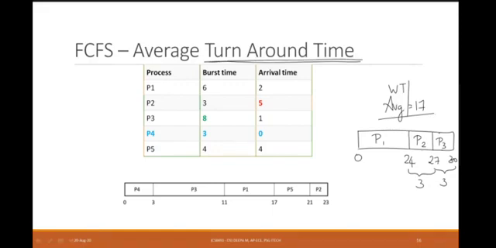So now we are going to find out the turnaround time. What is turnaround time? The time of submission to the time of completion. So this turnaround time will also include your waiting time inside it. Similarly, we are going to find out the turnaround time for your P1.